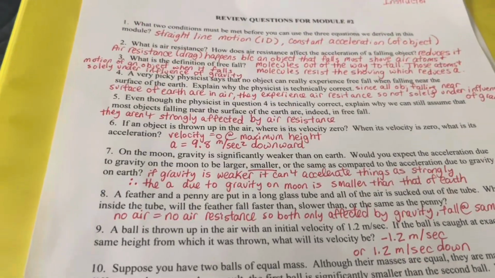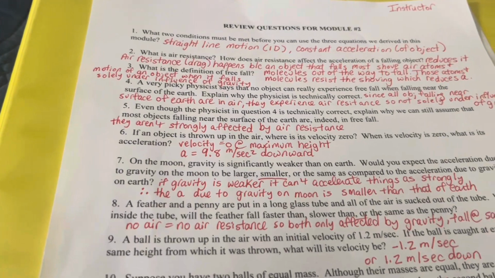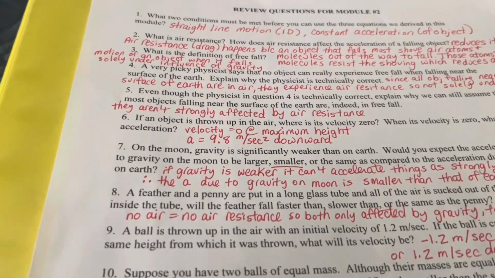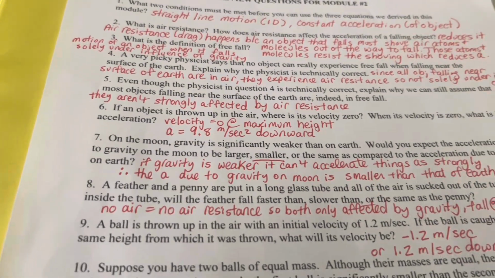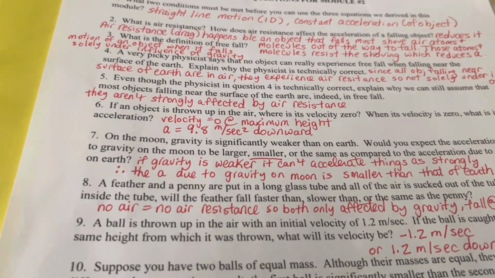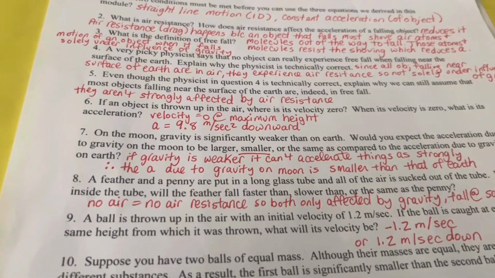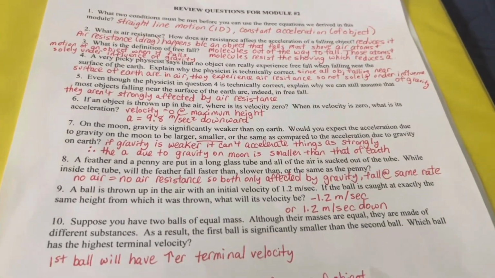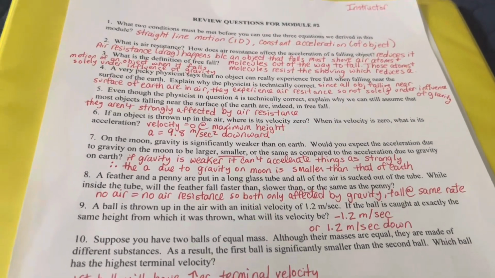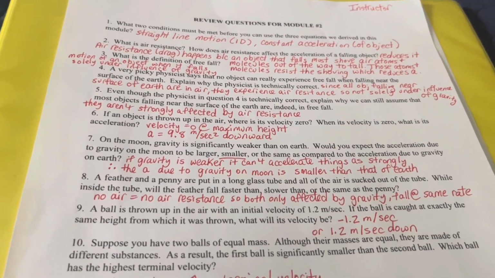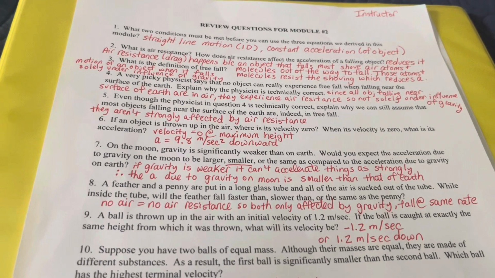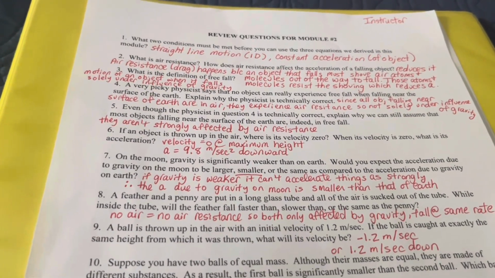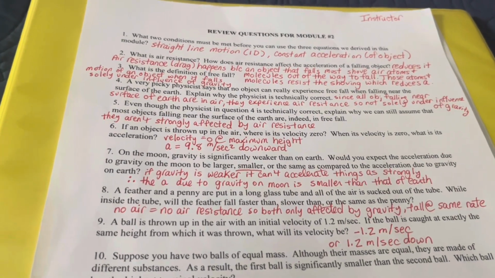Number 7, on the moon, gravity is significantly weaker. Sorry, you guys, I'm having trouble reading today. Weaker than on Earth. Would you expect the acceleration due to gravity on the moon to be larger, smaller, or the same as compared to the acceleration due to gravity on Earth? Well, it would be smaller. If gravity is weaker, it can't accelerate things as strongly, right? So therefore, the acceleration due to gravity on the moon is going to be smaller than that of Earth.